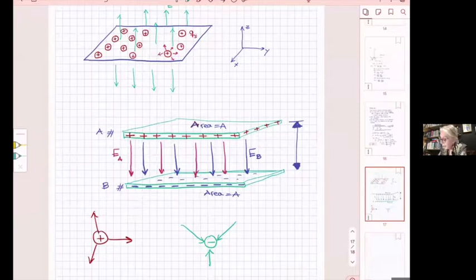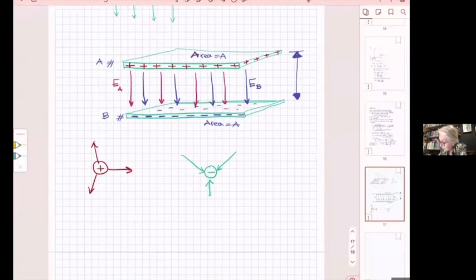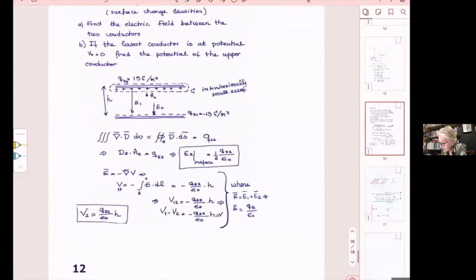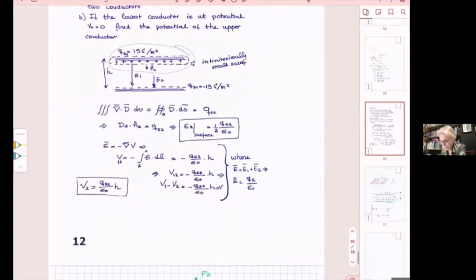That's very important. What does superposition say? You can add the fields from each respective component. Exactly, so there is a total field that equals E sub A plus E sub B. It is the sum of the two. Do you remember, if you have a charged plane like you see up here, what we found? That the electric field from that is 1/2 the surface charge density divided by epsilon naught.